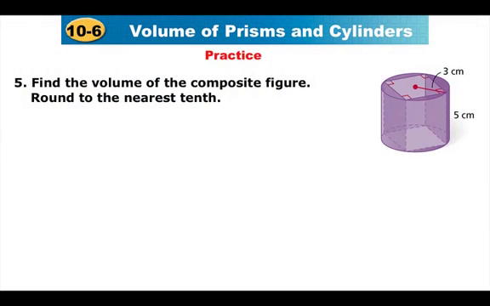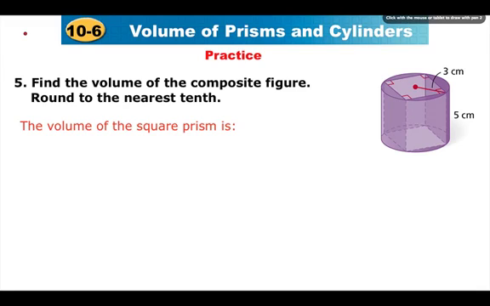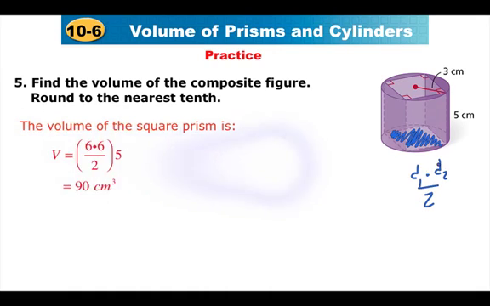Here's number 5. It says find the volume of the composite figure, round to the nearest tenth. Let's first find the volume of the square prism, which means that we have to find the area of this base, which is actually a square, but I'm not going to look at it as a square. I'm actually going to look at it as a rhombus, and I'm going to use the formula d1 times d2 divided by 2, and I'm going to multiply that times the height so I can get the volume.